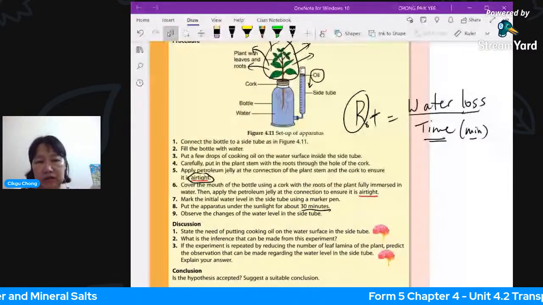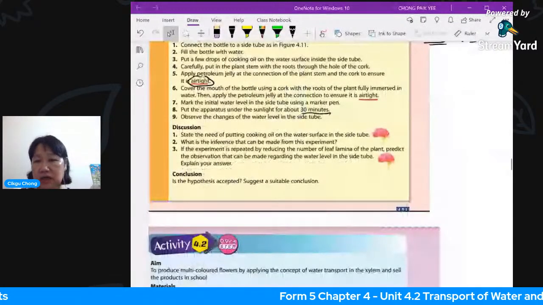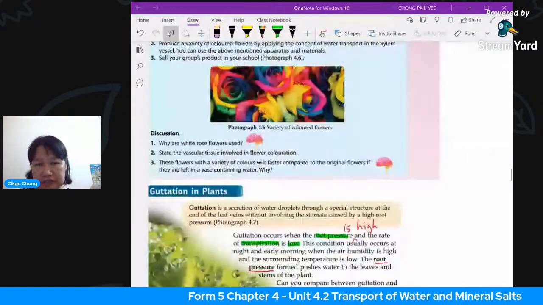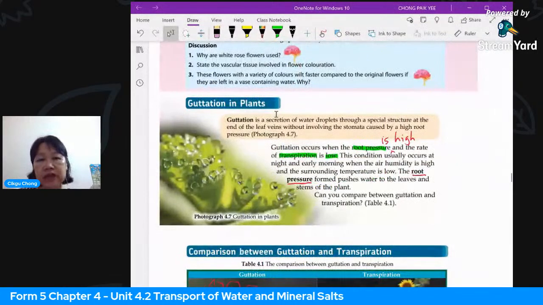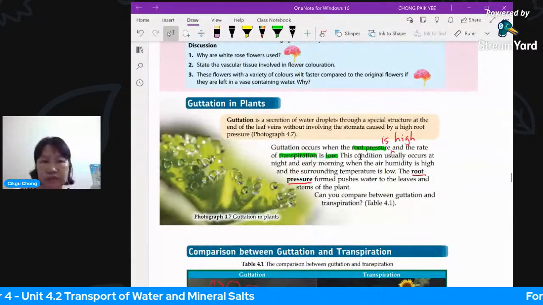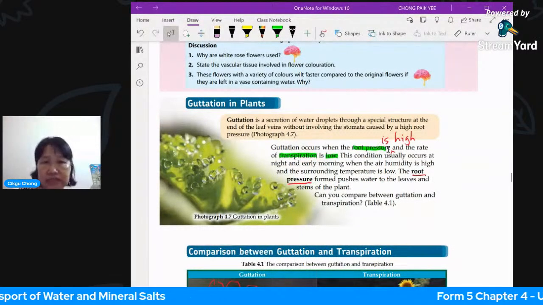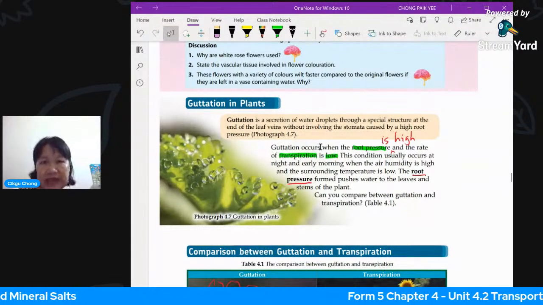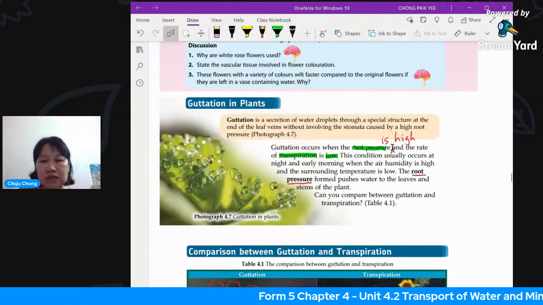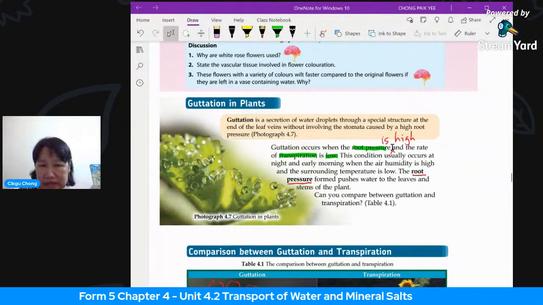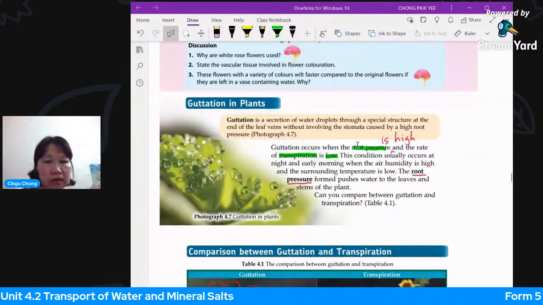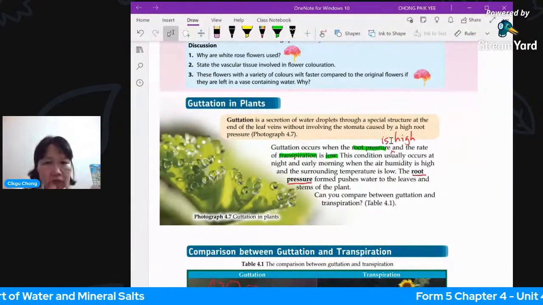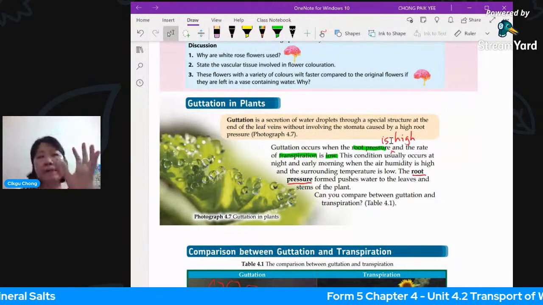Okay, now lastly, let's look at a phenomenon known as guttation. Now, not all plants will carry out this guttation. First of all, there's a mistake in your textbook. Please add this: guttation occurs when the root pressure is high. This is omitted here. Root pressure is high. That means there's a lot of pressure coming from the root. It's going to push the water up, and actually it's going to come out through the leaves.